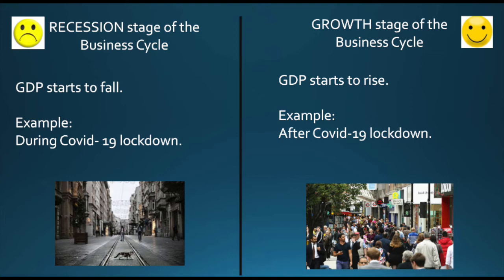Now, on the other side, we've got the growth stage of the business cycle. Now, this is when things start to improve and GDP starts to rise again. And an example of this could be after the COVID-19 lockdown, where things start to open up, when businesses start to produce more and offer more goods and services. So this is an example of GDP starting to rise, and you'd find this at the growth stage.